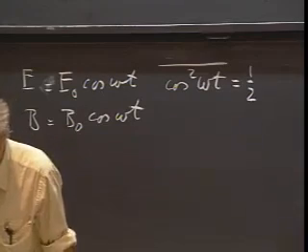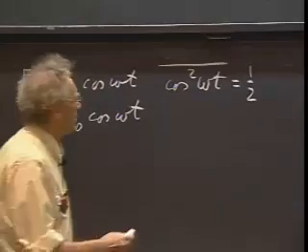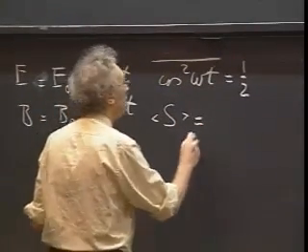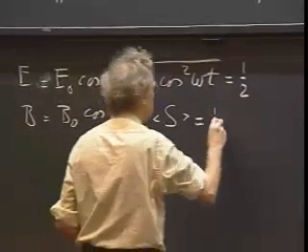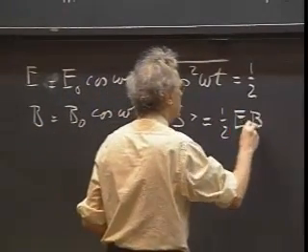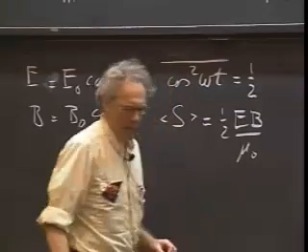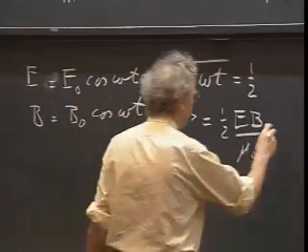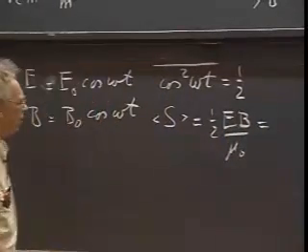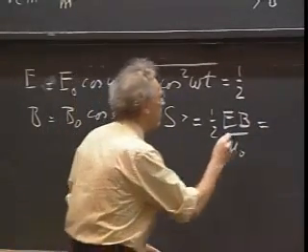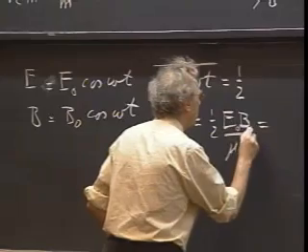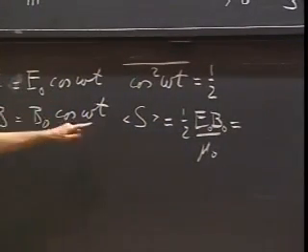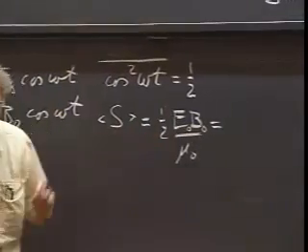And so we can conclude then that the average value of the Poynting vector, time averaged, is 1/2 EB divided by mu0, for which you can also write 1/2, if you want to kill completely. Oh, by the way, this is 1/2 E0 B0. It's important that you have the E0 because the cosine square average is 1/2. So here are the amplitudes.